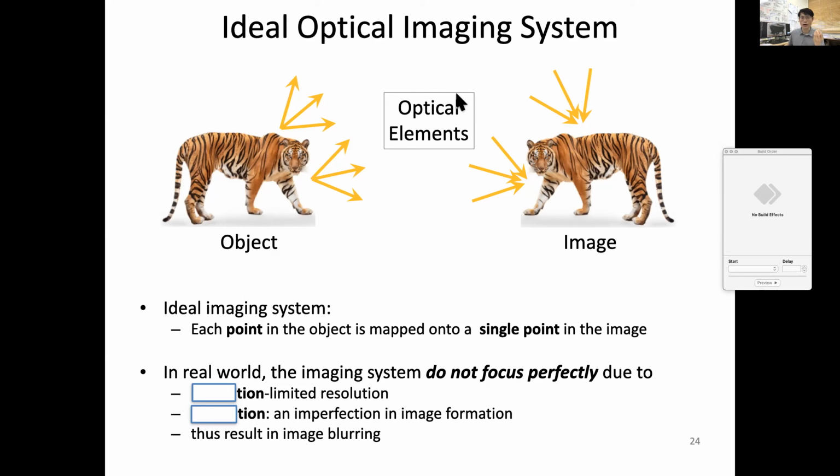We have to think about what can be a limitation for this type of ideal imaging system. So an ideal imaging system means each point in the object should be mapped onto a single point in the image. The question is the fidelity, or whether the size of this infinitesimal point can become again an infinitesimal point, which means infinite resolution.